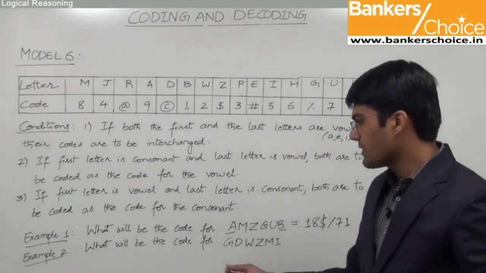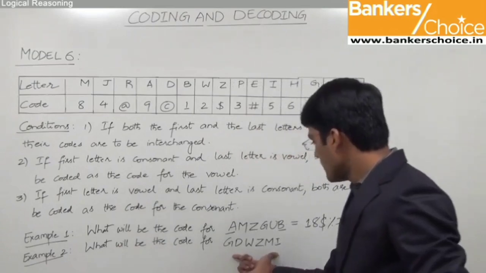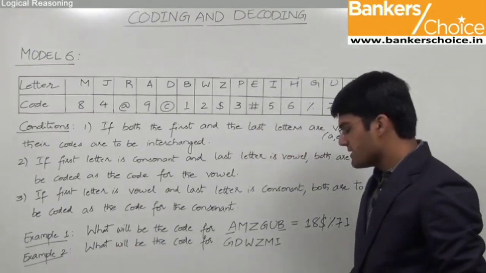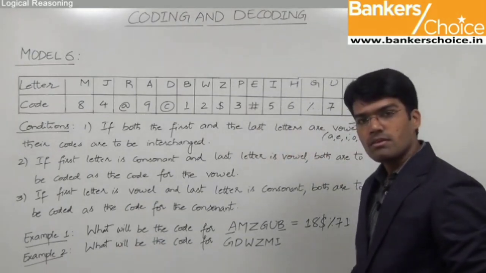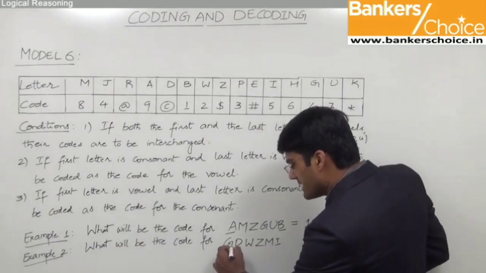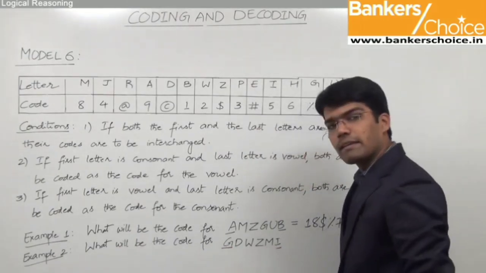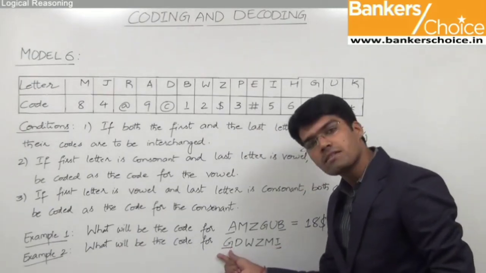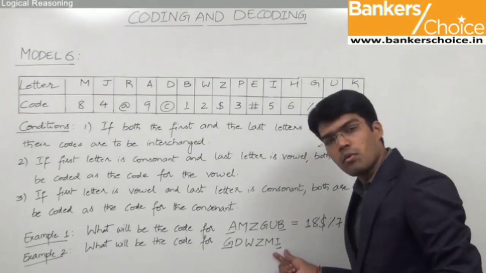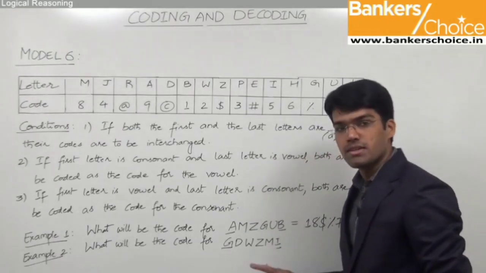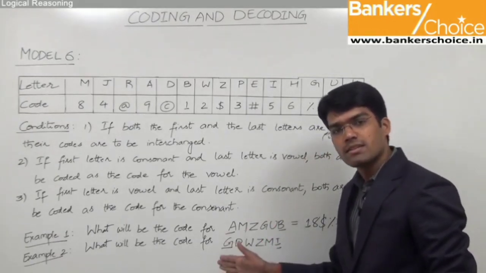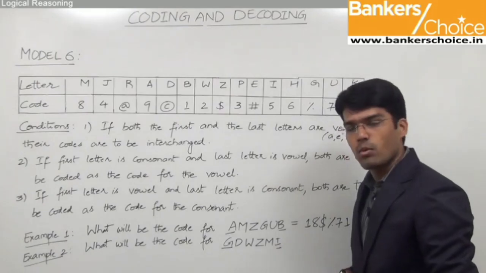Let us take the second question. What will be the code for the word GDWZMI? So here the first letter is G and the last letter is I. That is, the first letter is a consonant and the last letter is a vowel. So let us now look at the condition which is given for first letter as consonant and the last letter as vowel.